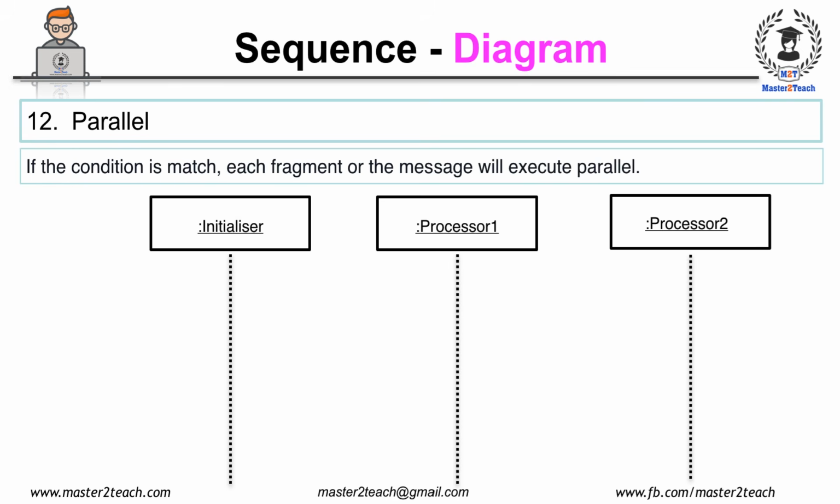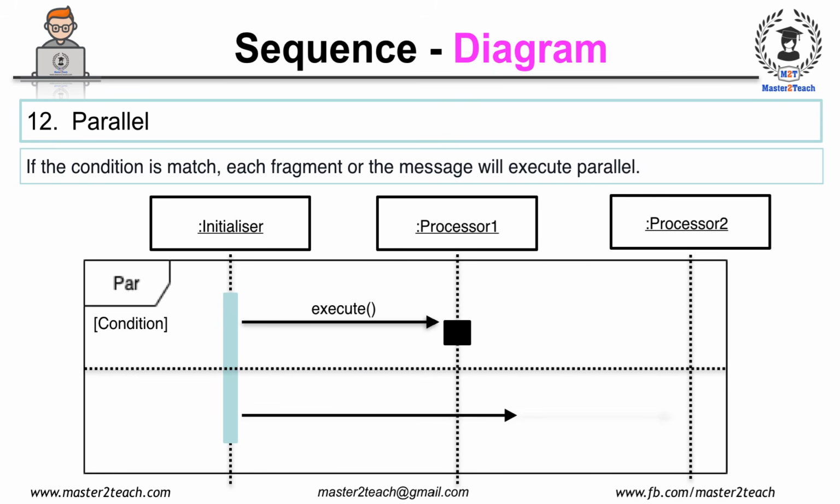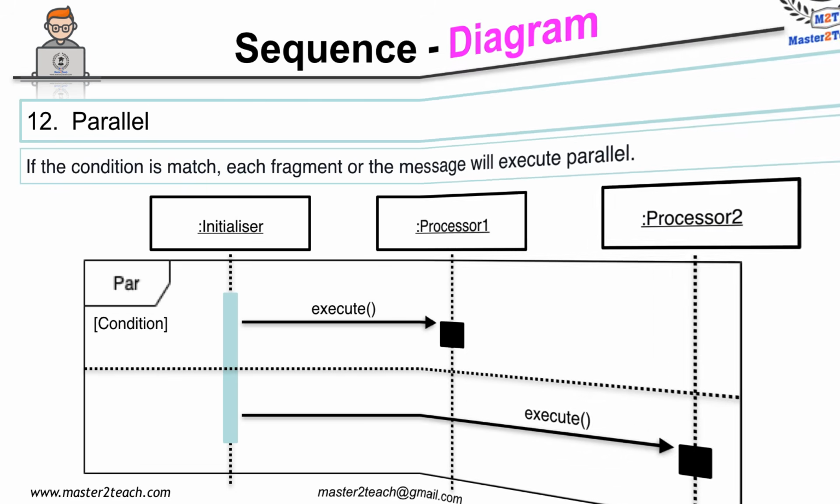Parallel. In parallel, each fragment is run in parallel if the condition is matched. Each fragment's messages will execute in parallel. The notation of parallel is similar to a combination of optional and alternatives, where there is only one condition as in optional and multiple messages or fragments as in alternative. It is also represented by a large rectangle where PAR is labeled inside the box as shown in the figure.